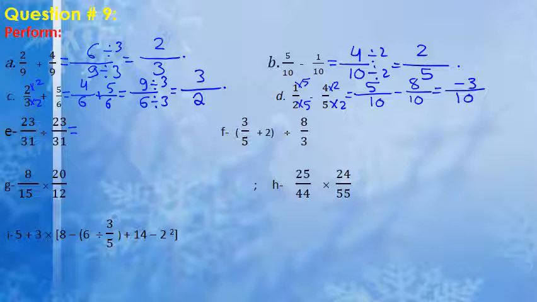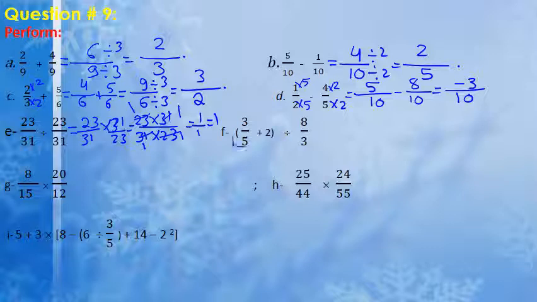Here we have division of fractions. We change division into multiplication times 31 over 23. We write them on one fraction. 23 times 31 over 31 times 23. We reduce by 23, it gives us 1. We reduce by 31, it gives us 1. 1 over 1 is equal to 1.